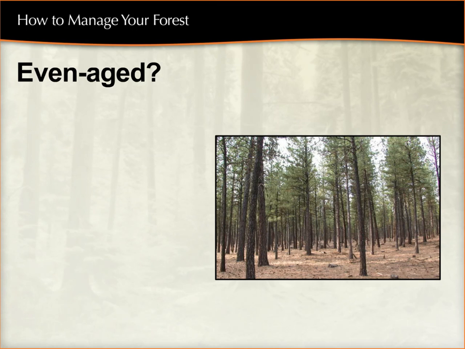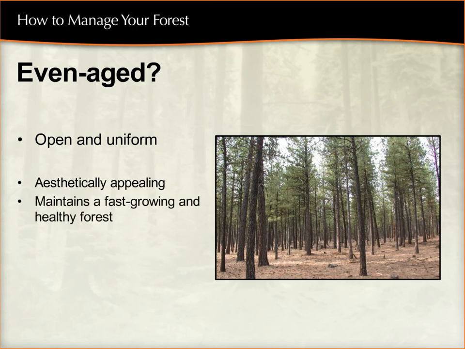There are two basic types of forest structure you can manage towards: even and uneven-aged forests. If you prefer an open and uniform-appearing forest, such as shown in this photo, even-aged is the way to go. This approach is aesthetically appealing, maintains a fast-growing and healthy forest, and creates a forest well able to survive wildfire. However, the simplified forest structure may offer a somewhat limited range of wildlife habitat opportunities.